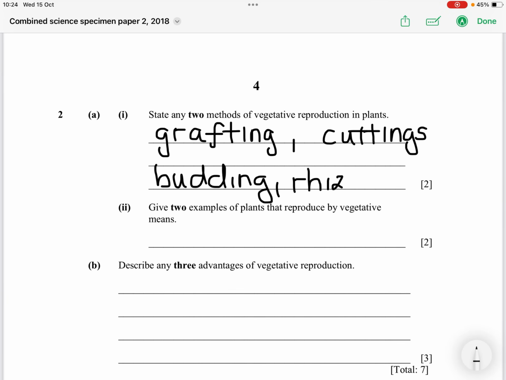We also have the rhizomes. So these are some of the vegetative reproduction methods. Let me list some of them: grafting, layering, cutting, budding, tissue culture, and rhizomes. And then give 2 examples of plants that reproduce by vegetative means.